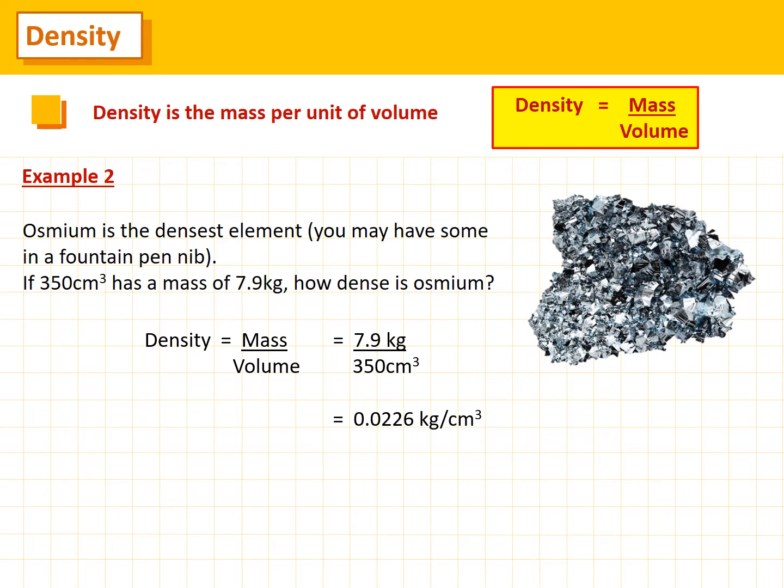0.0226 kilograms per cubic centimetre. They're the units at the moment because kilograms was the mass and cubic centimetres was the volume. But seeing as 1 kilogram is 1,000 grams, we can write that as 22.6 grams per cubic centimetre of volume.